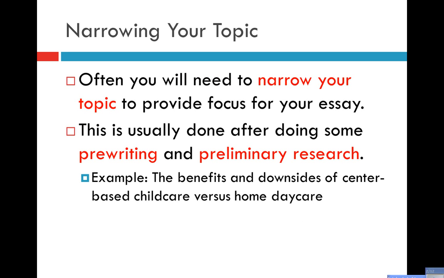Oftentimes, your instructor is expecting you to narrow that focus. How you do that is usually after you've done some pre-writing and preliminary research, you've gone to the library, you've looked at some databases and journal articles, you've gone to some credible websites, and then you start brainstorming, you cluster, you do some pre-writing to generate a narrower topic. And so an example of a narrower topic for childcare options might be the benefits and downsides of center-based childcare versus home daycare. Again, this is just one example, but it's narrowing the focus.